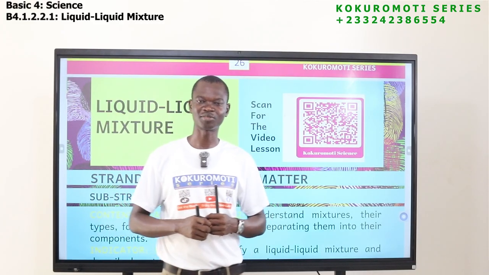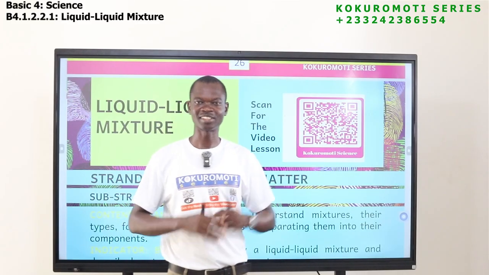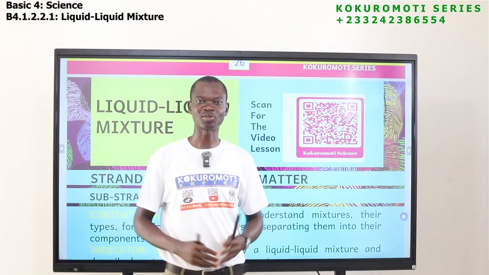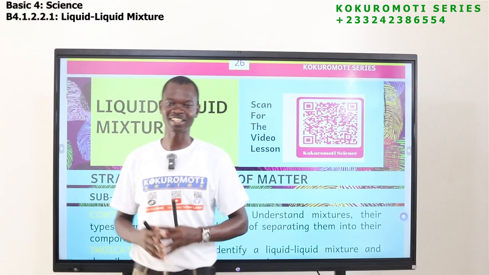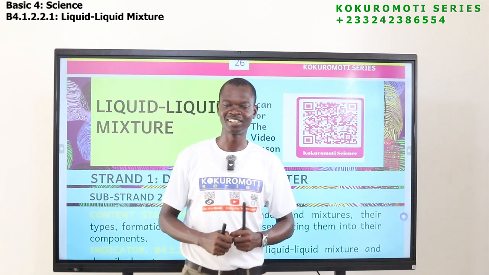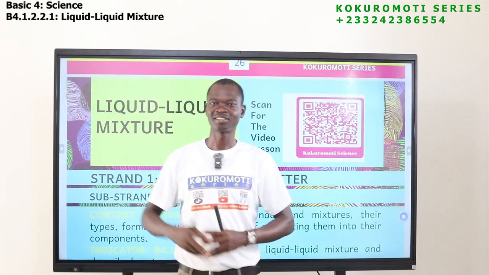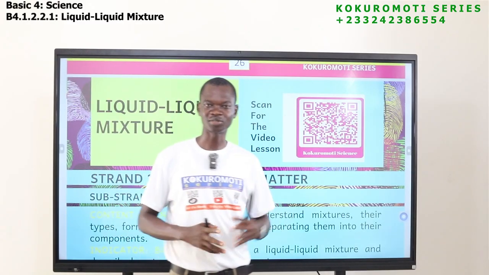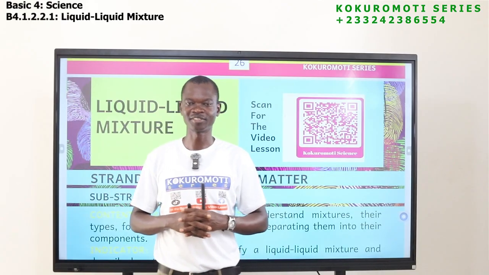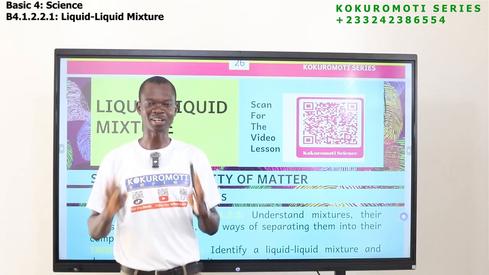So let's say you have water. You mix it with Fanta. Water is liquid. Fanta too is liquid. So if you mix them, the mixture is what? Liquid mixture. You have milk. You mix the milk with water. Milk is liquid, water too is liquid. So the two things that you have put together, we call it liquid mixture. So that is what today we are going to look at.